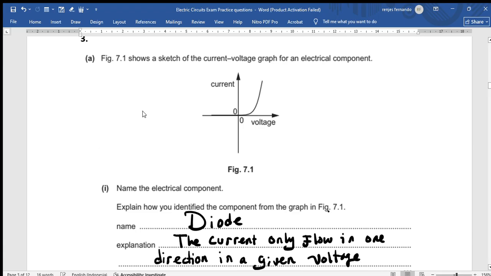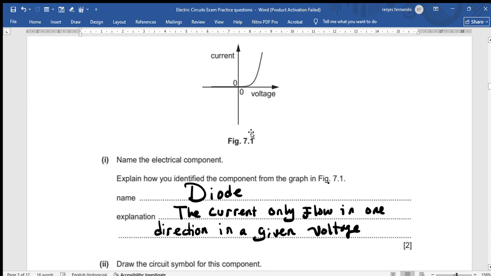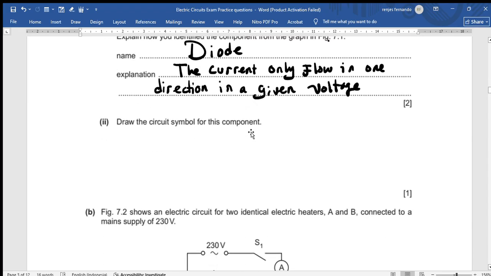Okay, so this is the explanation. Draw the circuit symbol for this component, for the diode. We have a line, then an arrow, and a line like this. This is the symbol for the diode.